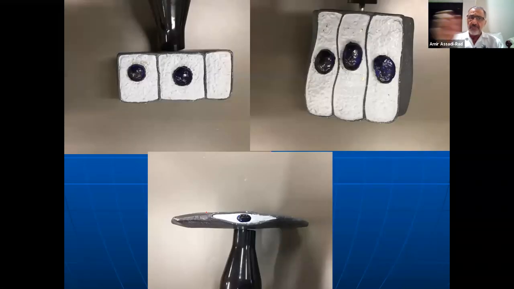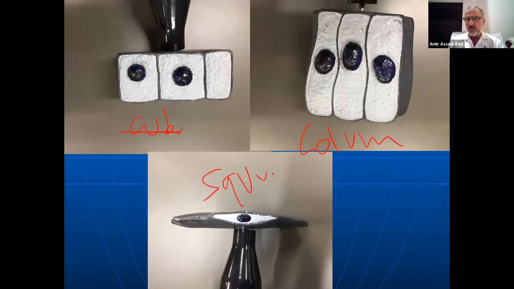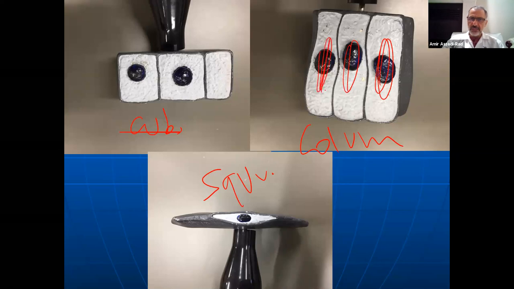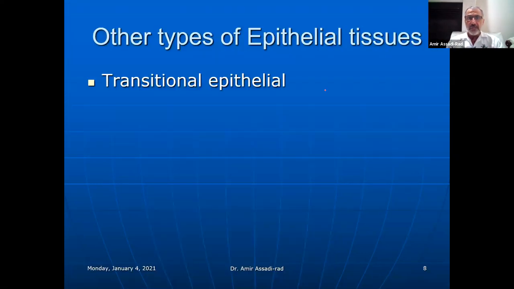Here, what we have in the lab, here is a cuboidal epithelial tissue. This is columnar epithelial tissue, and this is squamous epithelial tissue, okay? As you can see, this is what we have in the lab. The only mistake in these slides is that maybe I would have drawn the nucleus a little bit longer; the artist and the biologist could not communicate back and forth. Transitional epithelial tissue changes shape like an accordion, and it is found in your bladder, okay?